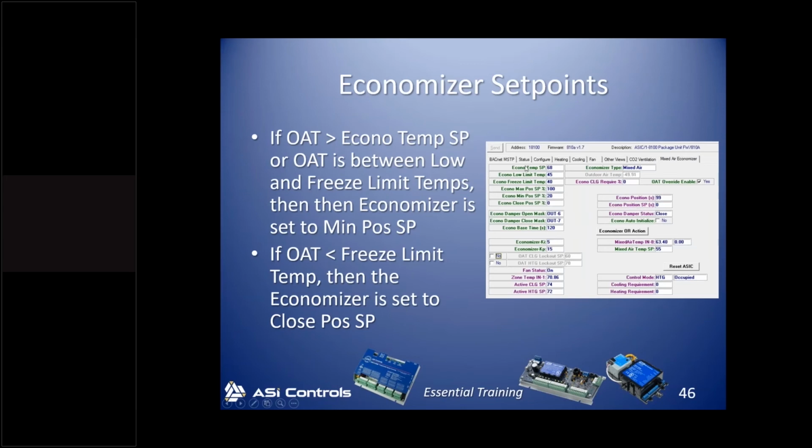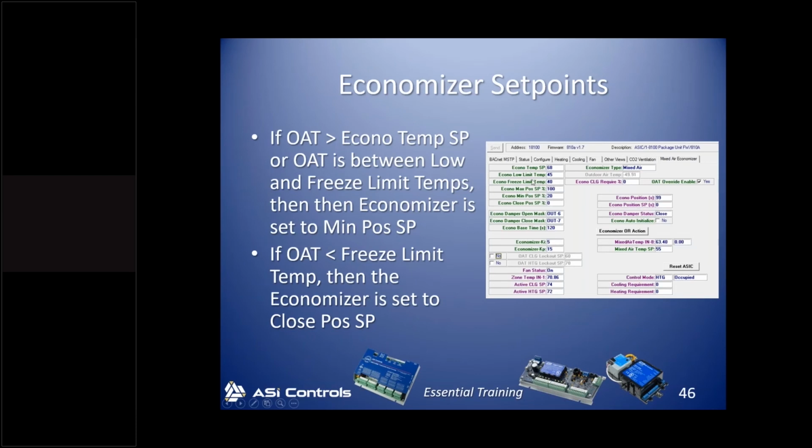And so there are some temperature settings in the upper left corner, which are relative to the outside air temperature. And the economizer in the 8100 doesn't have any humidity awareness. There's no enthalpy calculation or dew point or anything like that. So what it does is, if the outside air temperature is higher than the econo temp SP, then we just go to the minimum position, which is a percentage, because it's too hot outside. If it's between the low and the freeze limit, then we also limit the economizer to the minimum position because it's too cold. We don't want to bring in outside air that's too cold.